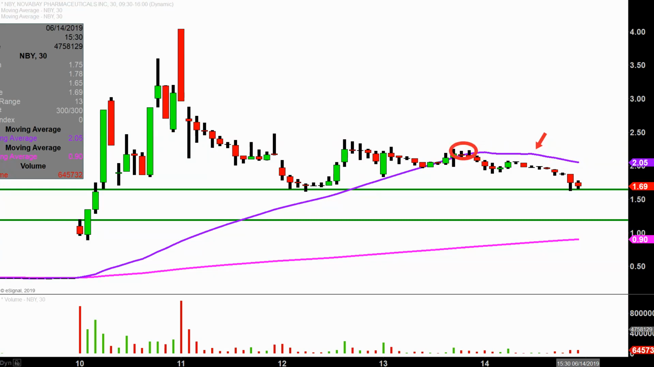But definitely the big question going forward into next week is all about that $1.65 mark, and can the price stay above it? We will see.